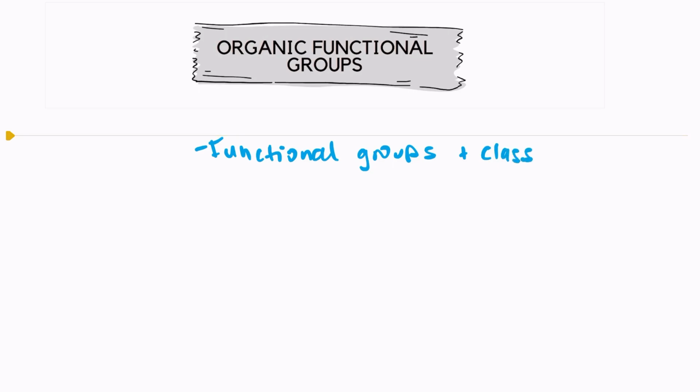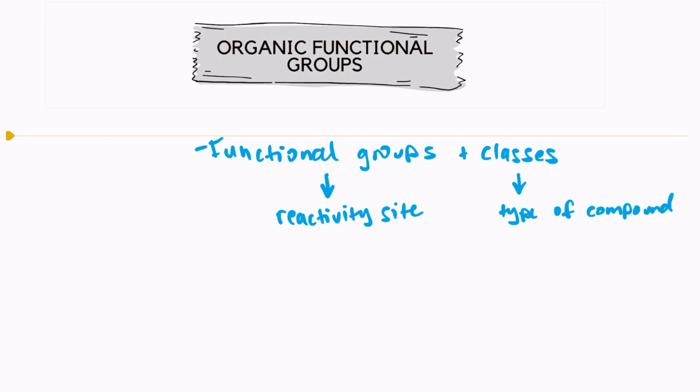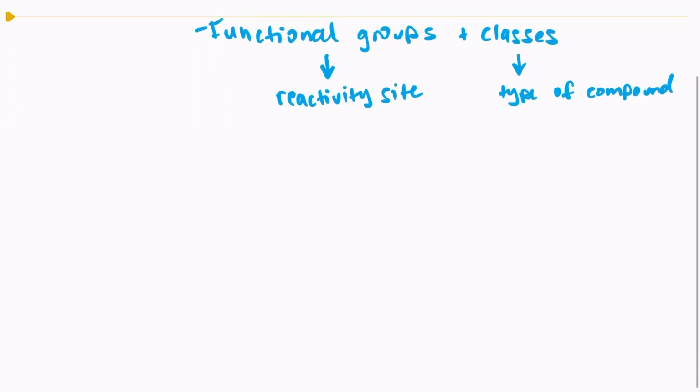And the difference between those two things is that this is known as the reactivity site. And the class is just the type of compound in general. So the functional group is where the reactivity site is. That's where the chemical reactions take place in general. And the class is just the type of the compound.